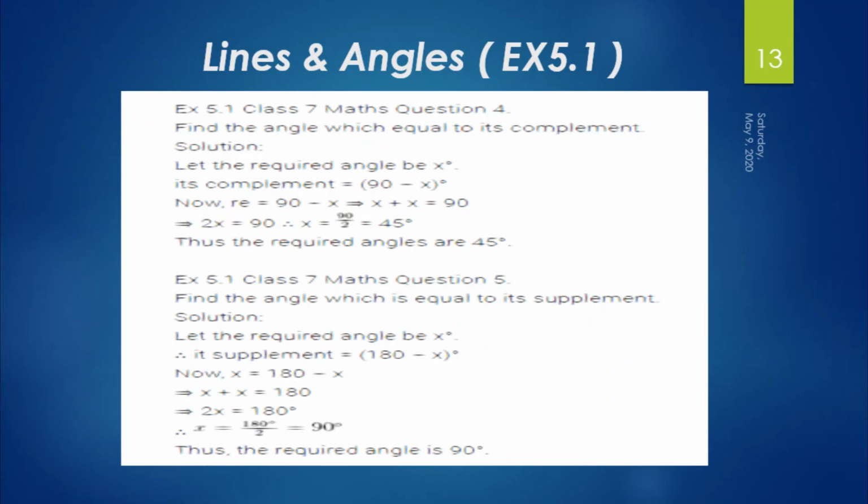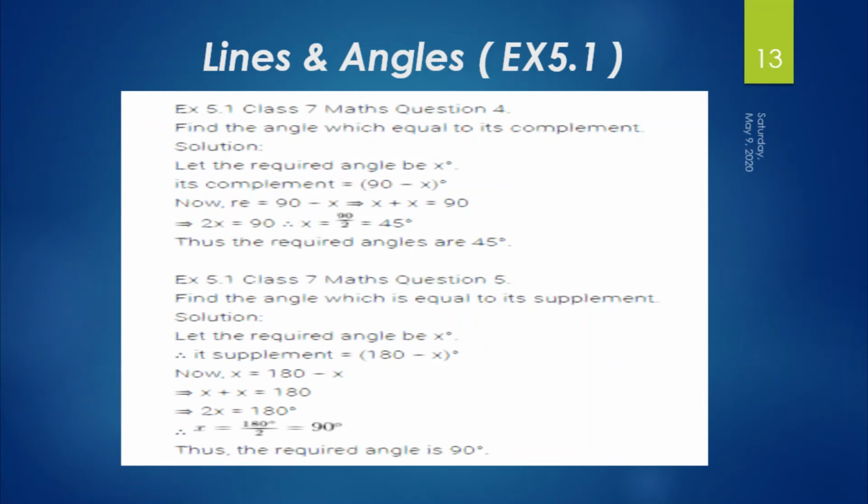Now we need to find the required angle. That is, 90 minus x is equal to x, so x plus x is 90. So 2x is equal to 90. So x will be 90 upon 2, which is 45. So the required angle is 45.